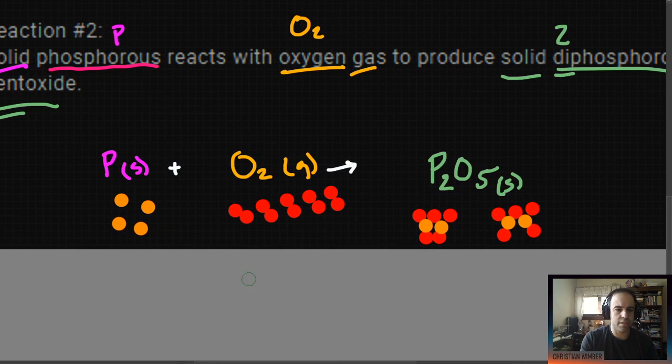I'm pretty sure this is balanced now. 1, 2, 3, 4 phosphorus, 1, 2, 3, 4 phosphorus. 2, 4, 6, 8, 10 oxygens. 1, 2, 3, 4, 5, 6, 7, 8, 9, 10 oxygens. This is balanced. So let's go back and count what we had to use. I had to use 4 phosphoruses. I had to use 5 oxygens. And I ended up making 2 of these P2O5s.